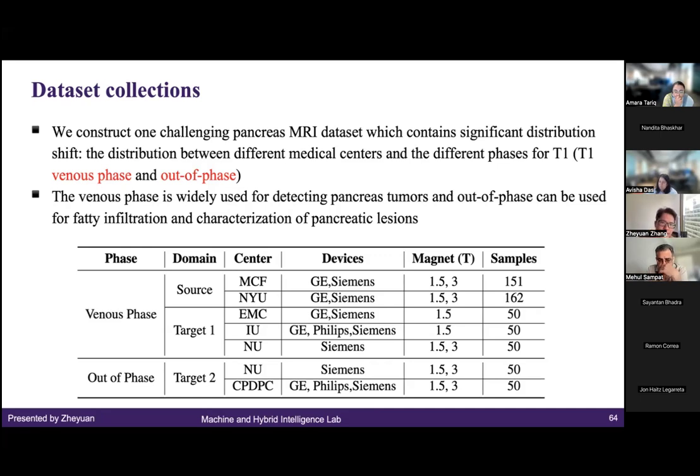And clinically, if we train a model only on the venous phase, can we apply this model on the other phases? For example, the venous phase is widely used to detect pancreatic tumors, and the arterial phase can be used for fat diagnosis and characterization of pancreatic lesions. We collected the venous data from five data centers, and we take the MCF and OYU data, roughly 300 cases, as the source domain, and test on the rest of the data centers.